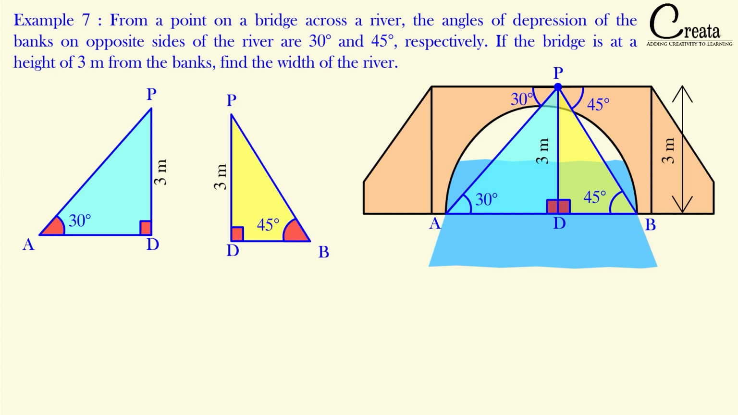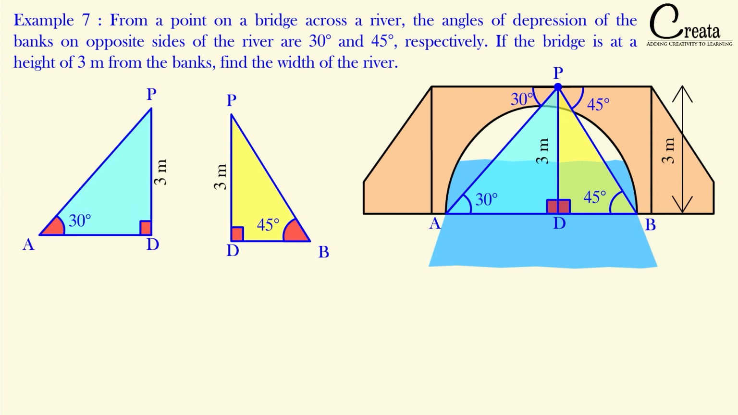The approach that we will use is, in the first triangle, we will apply the trigonometric ratio and we will find the distance AD. Similarly, in the second triangle, we will apply the trigonometric ratio and we will find the distance BD. Finally, we will add AD and BD, these two line segments, to get the complete length AB, which is the width of the river. That is what the question framer is asking in this question. So this approach we will use.